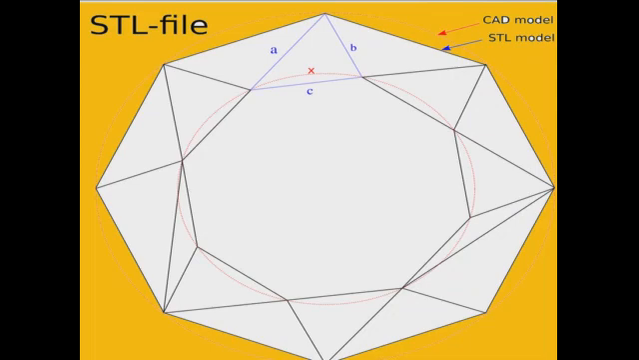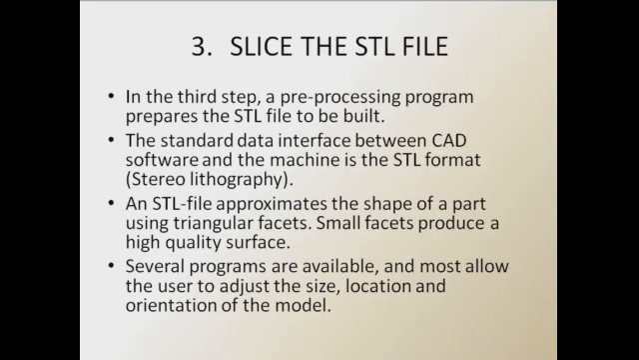The red color you can see is the CAD model, and the blue color triangular elements are the STL model. The CAD model, which is in red color, is converted to triangular elements, as you see in this drawing, as the STL model. The third step is to slice the STL file.